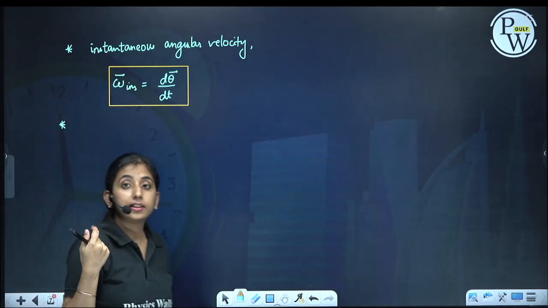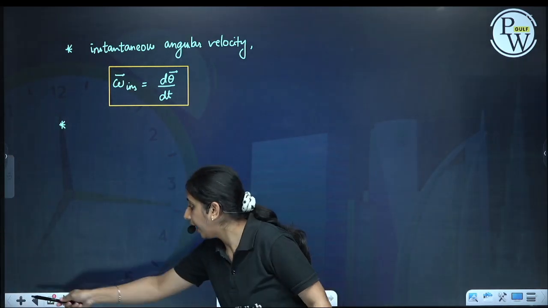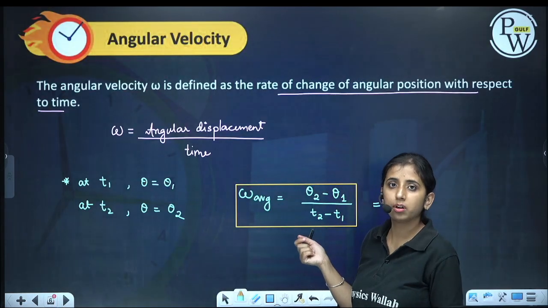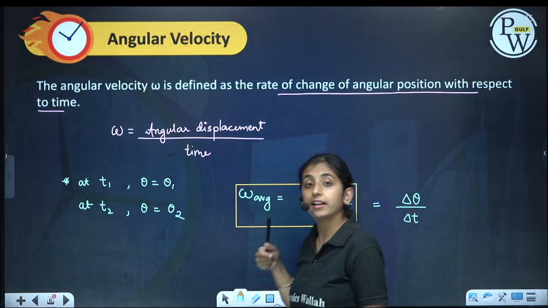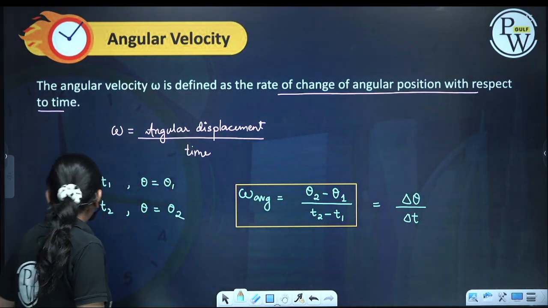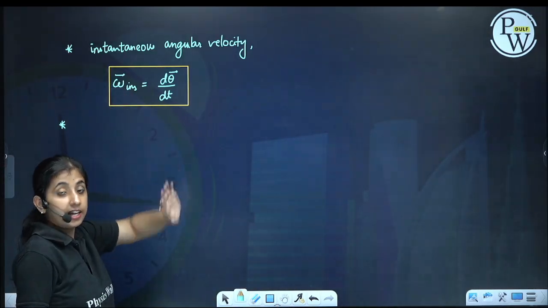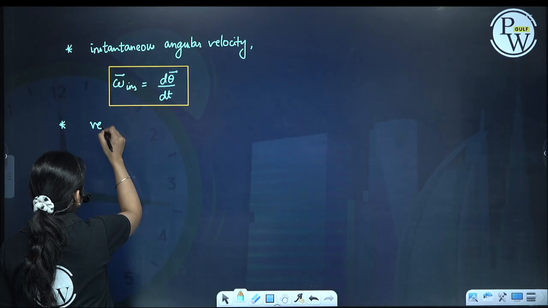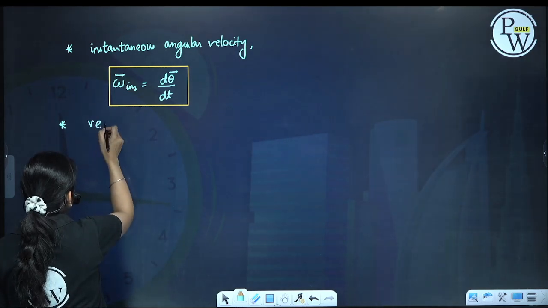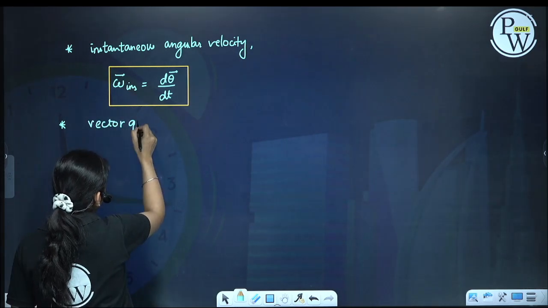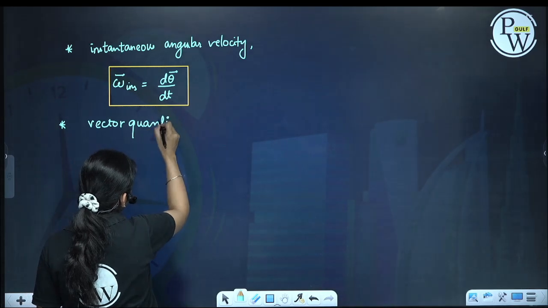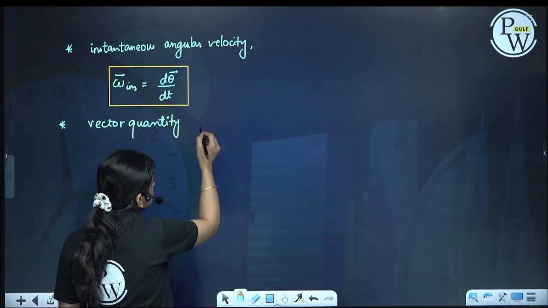Now if theta is large and we are taking average angular velocity, theta is a scalar, so it will be a scalar. But if you are finding instantaneous angular velocity, it will be a vector quantity, because d theta is small.